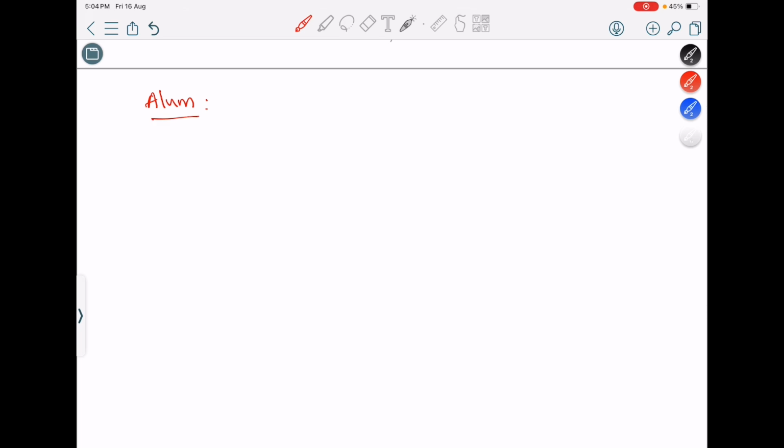So the question we have to start with is, what is an alum? Alum is a chemical compound of the formula M2SO4·M'2(SO4)3·24H2O. If you observe here, I have used normal M, whereas here I have used M dash. This is mainly to differentiate between two types of metal. So what is the difference?